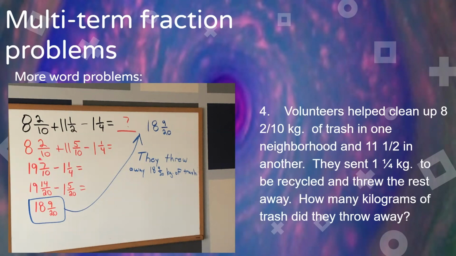So first, let's add 8 and 2/10 and 11 and 5/10. We have 19 and 7/10. We want to subtract the 1 and 1/4 kilograms that were recycled. So again, we have to look for lowest common multiple. In this case, it's going to be 20. It's going to be 19 and 14/20, and we're going to subtract 1 and 5/20. Hopefully you made this connection, and if not, I want you to refer back to your multiplication table. But 19 minus 1 is 18, and 14 minus 5 is 9.